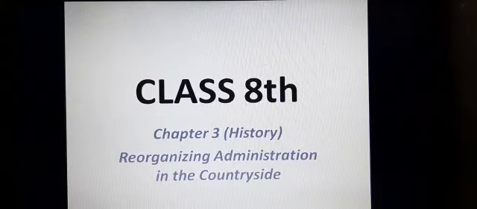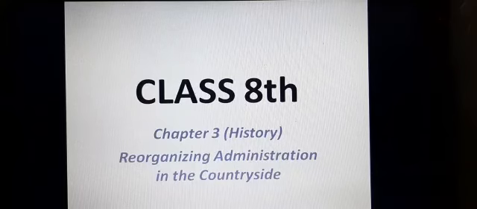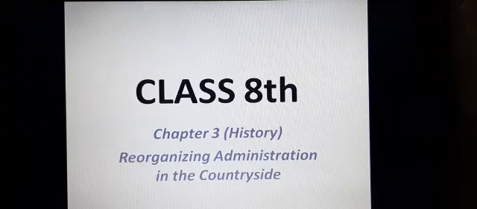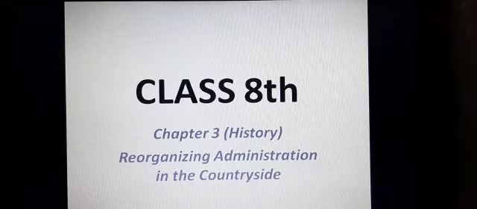So students, today we are going to start Term 1. Unit 1 has been completed in the previous months. Today we will start from Chapter 3, that is Reorganizing Administration in the Countryside. It means how the administration system was reorganized by the East India Company in India. This story started from Chapter 1, how the East India Company came to India as traders and occupied the political parts here. And now we will continue with that story.